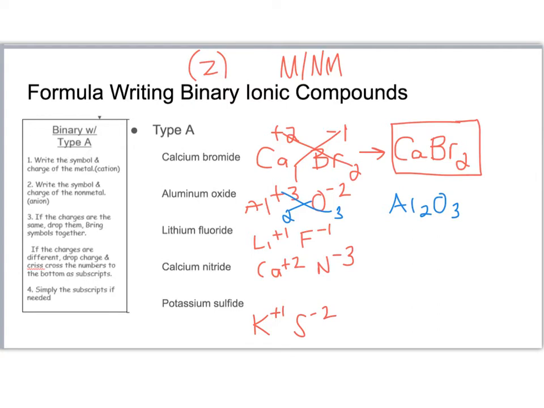In our next example, lithium fluoride, you see that the charges this time are the same, a plus 1 and a minus 1. They will cancel each other out in a 1-to-1 ratio. We will end up with LiF.